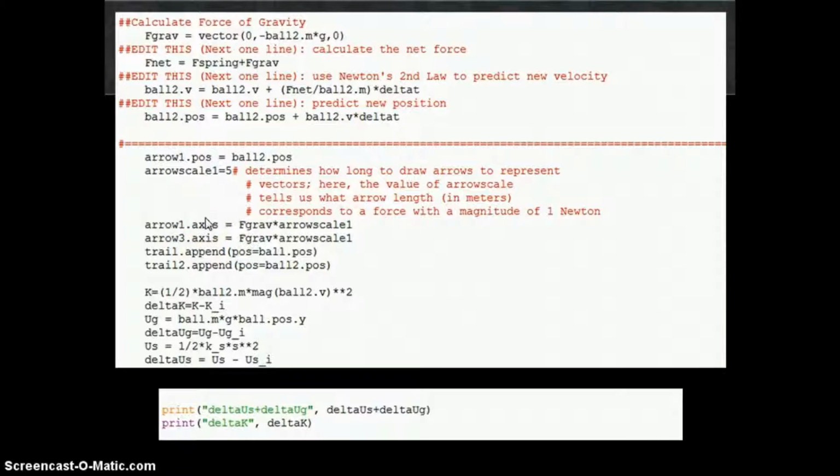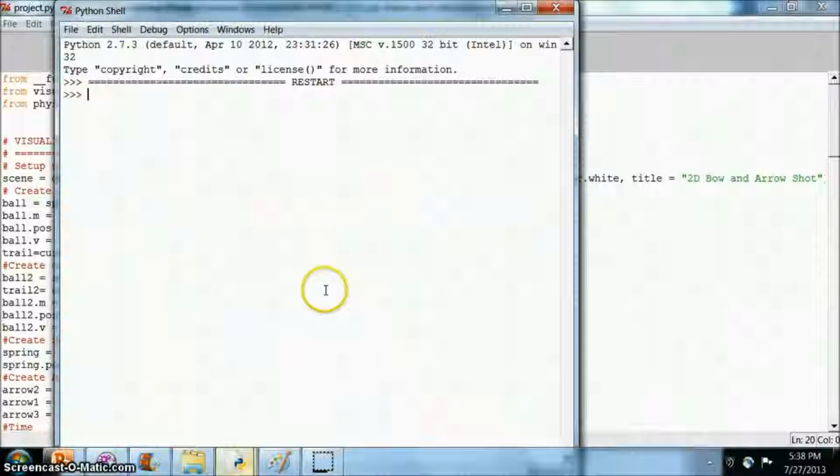Here I have arrows representing the gravitational force and an arrow at the beginning that's going to show us the spring force. Down here is just K and the potential energies, and I'm going to calculate delta K, delta UG, and delta US simply by subtracting the final minus the initials. And then I'm going to also get Python to print these values so that we can compare them. So let's watch the code run.